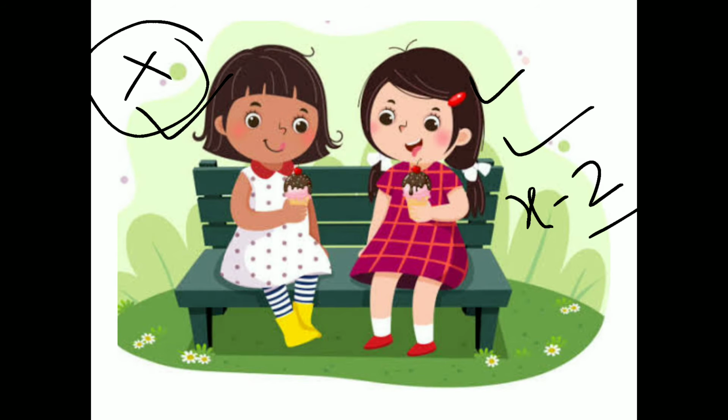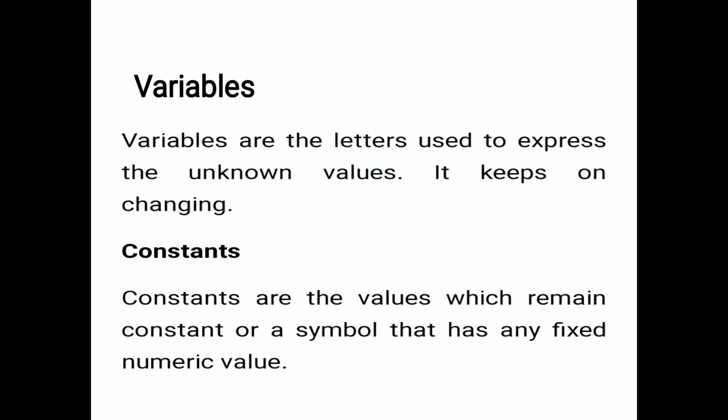Clear? So students, variables are the letters. Letters I said, X, Y, Z. These are the letters which are used to express the unknown values. It keeps on changing. You can change its value. You can put 1 in X, 2 also, 3 also, 4 also. It's up to you. And constants are the values which remain constant, or the symbols that have any fixed numeric value. Numeric value means number. 1, 2, 3, 4. It's fixed. In X minus 2, the minus 2 is a fixed value. So that is a constant and the variables are X, Y, Z.